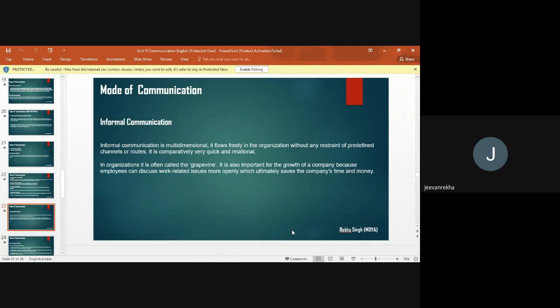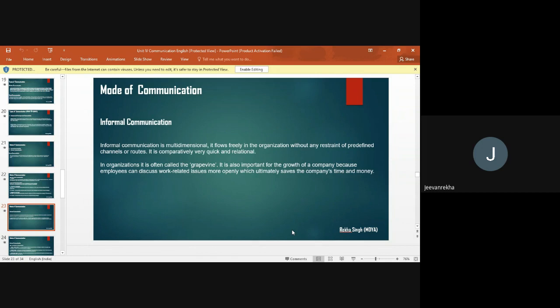Now here we are talking about informal communication. Informal communication is multidimensional. It flows freely in the organization without any restraint of predefined channels or routes. It is comparatively very quick and relational. Informal means suppose your friend and you are working in the same department and in the same company, right? So do you stay formal all the time? No, because your friend is there. She's also working in the same department.